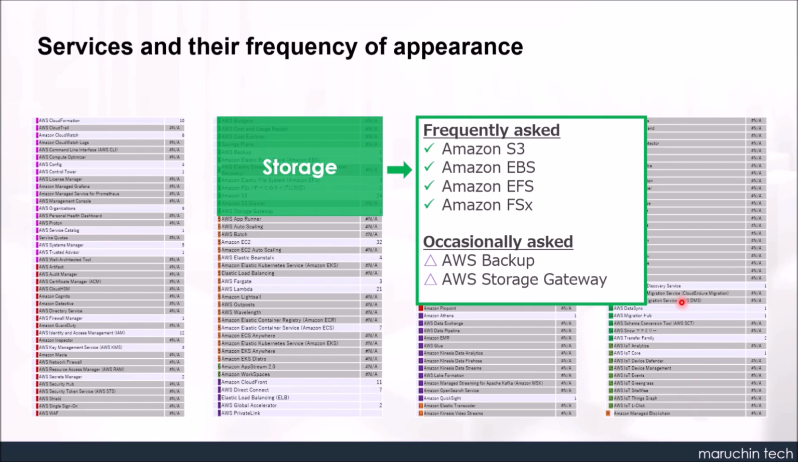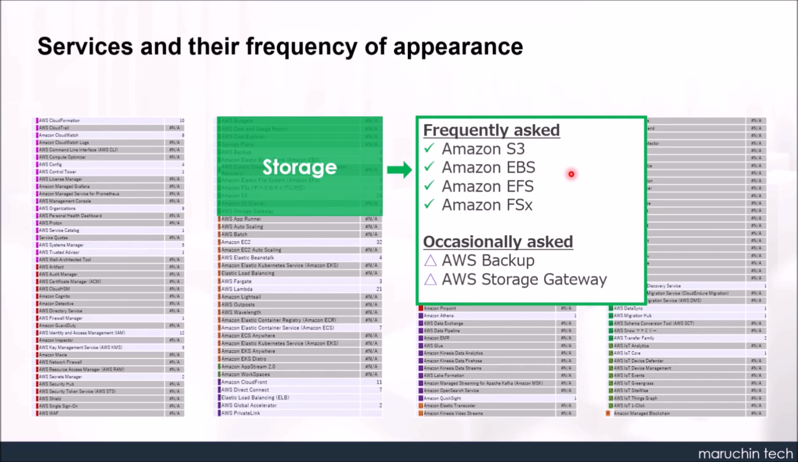The next is storage. Most of the storage services listed here in the exam guide are comprehensively tested. In particular, you will be asked about the detailed features of S3, such as bucket policy, cross-origin resource sharing, encryption, S3 endpoint, and transfer acceleration, so you need to be well prepared for S3.